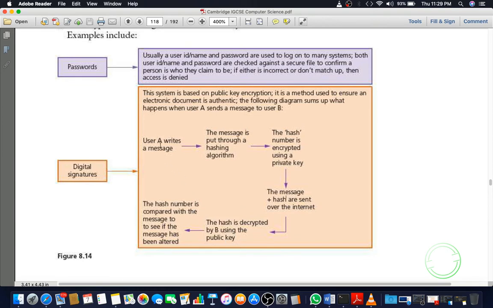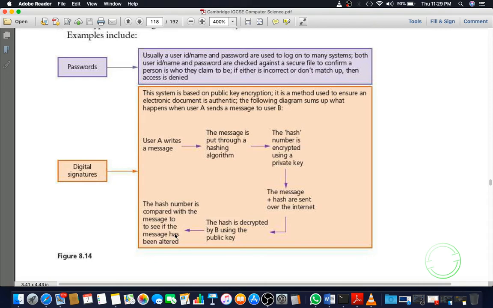B already knows the public key of A, because the public key is known to everyone. So B uses the public key of A to decrypt the message, to decrypt the hash number, that is the digest. Now the hash number is compared with the message to see if the message has been altered.